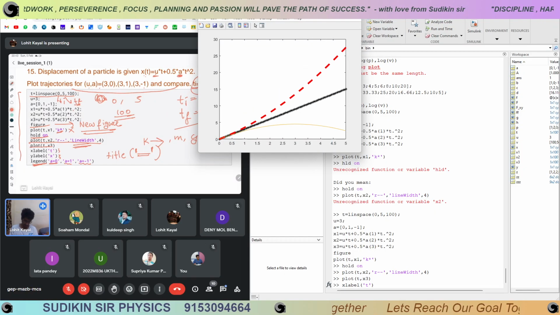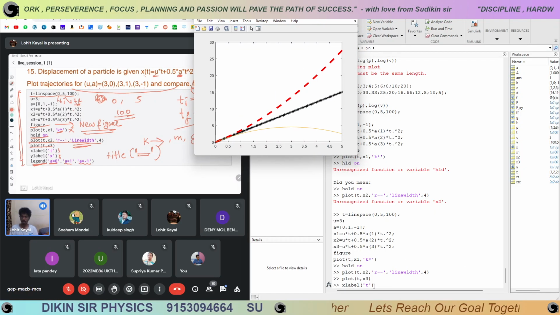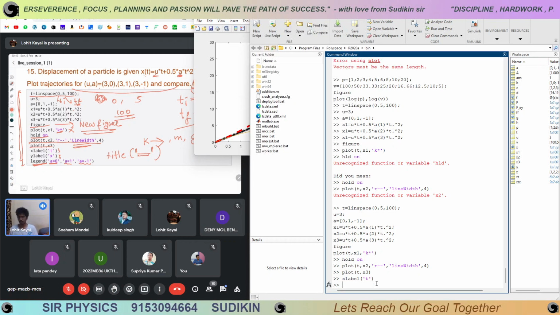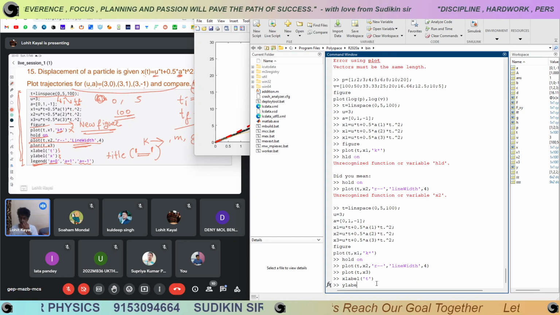Please try this, otherwise you will forget. I will share this PDF copy, but not this rough copy. The fresh copy will be shared with you. Please try it in MATLAB.